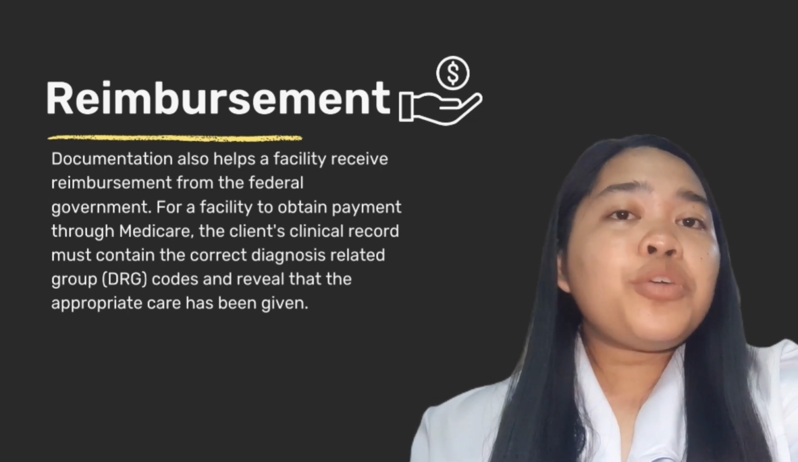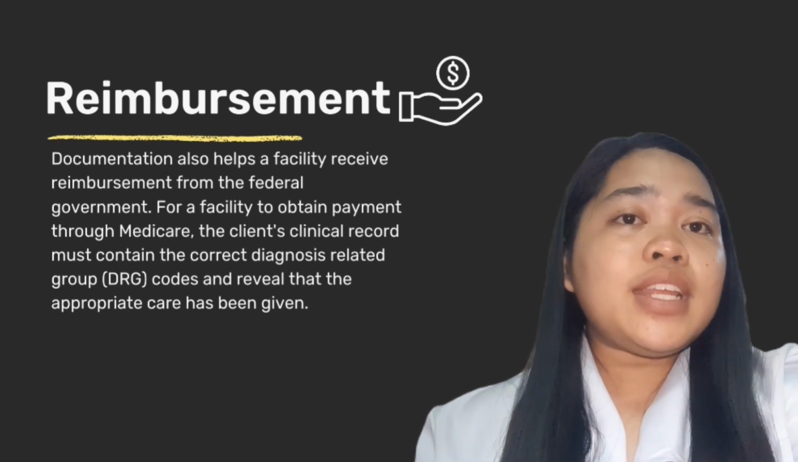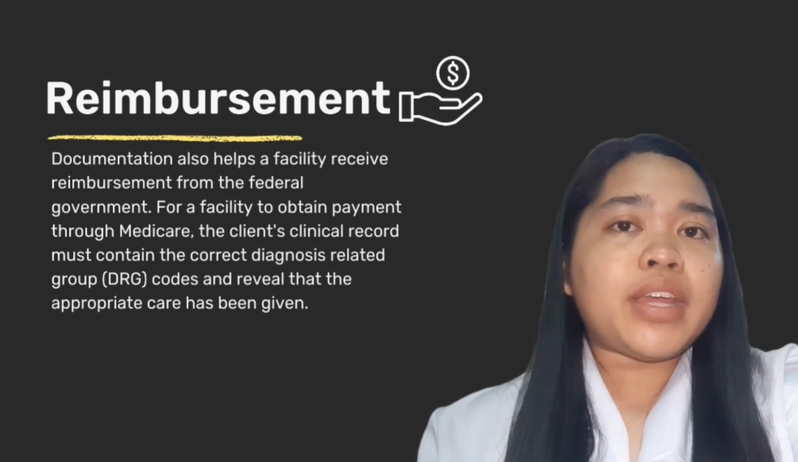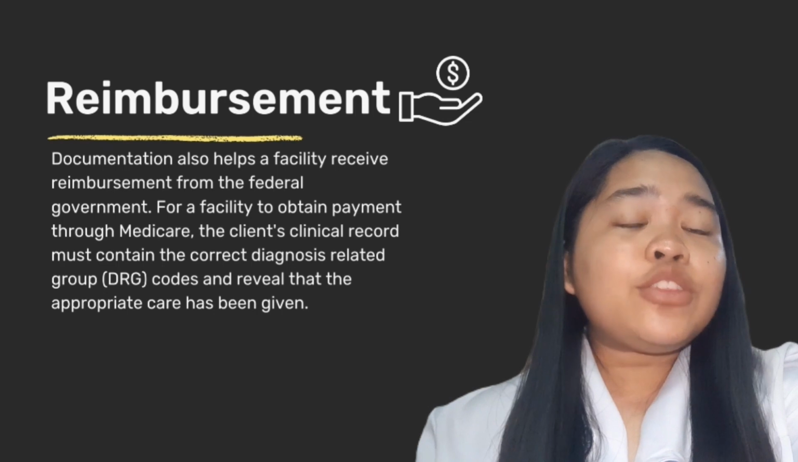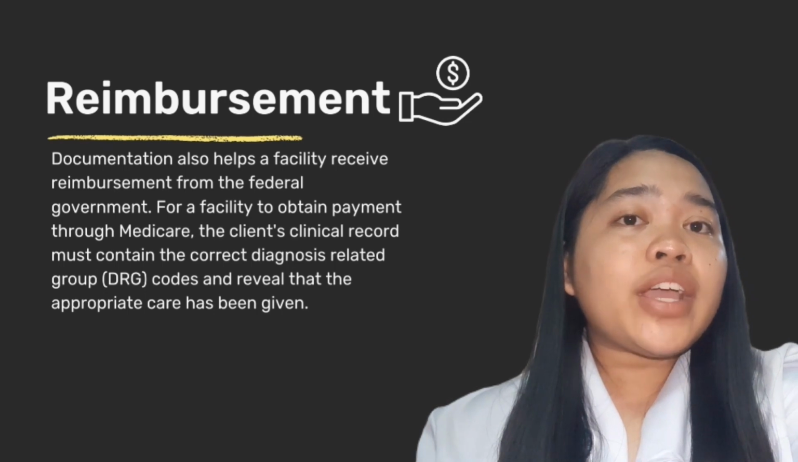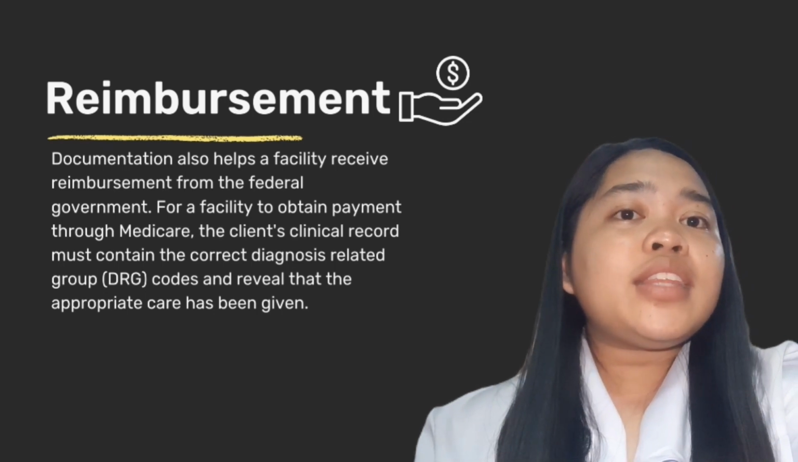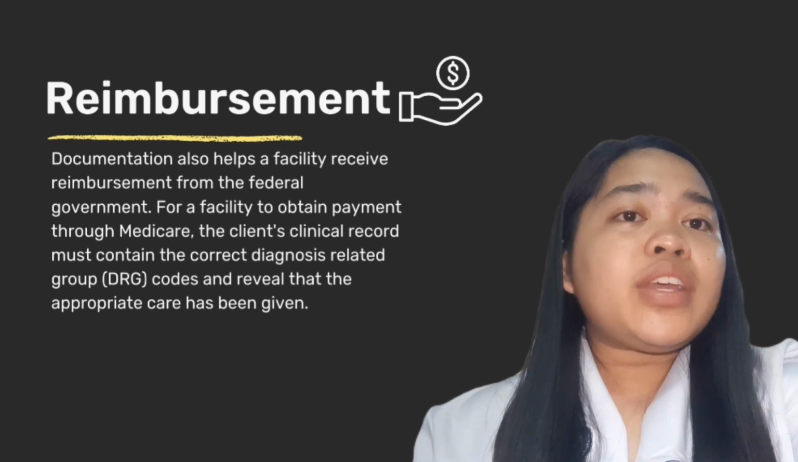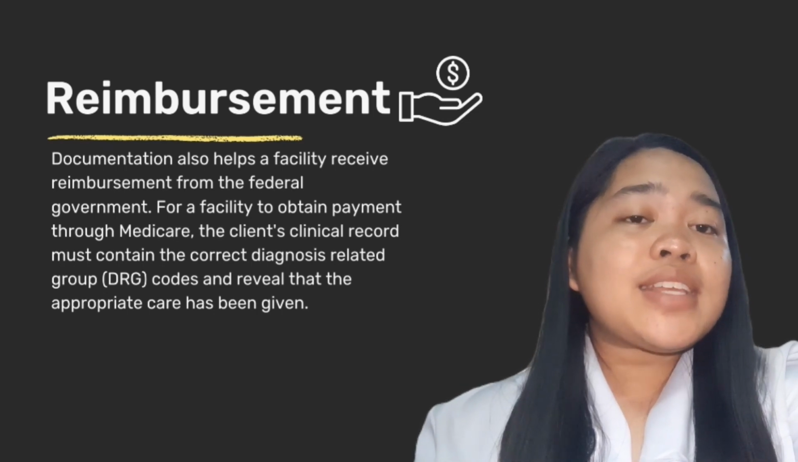Reimbursement. Documentation also helps a facility receive reimbursement from the federal government. For a facility to obtain payment through Medicare, the client's clinical record must contain the correct diagnosis-related group, or DRG, codes and reveal that the appropriate care has been given.